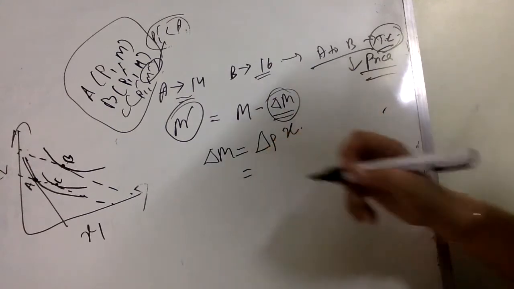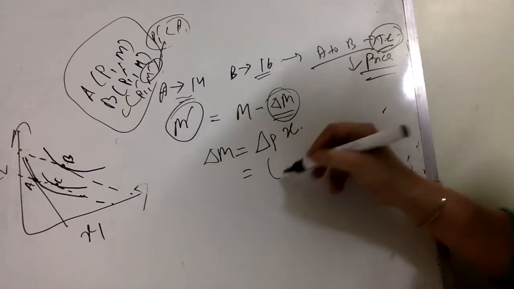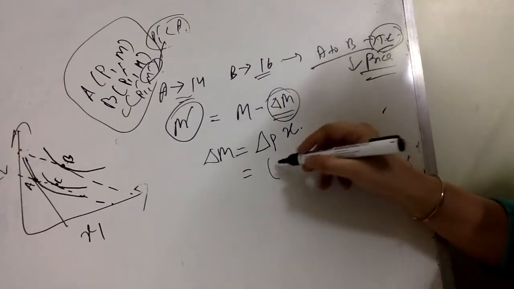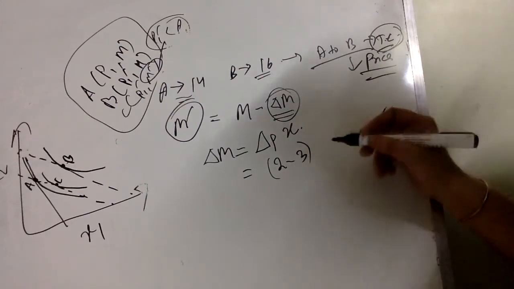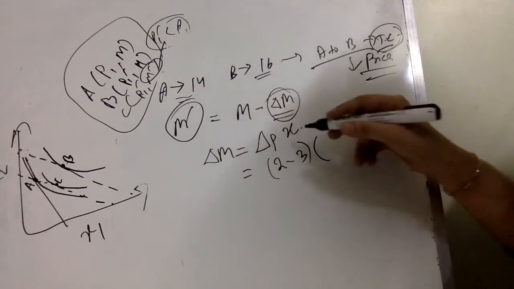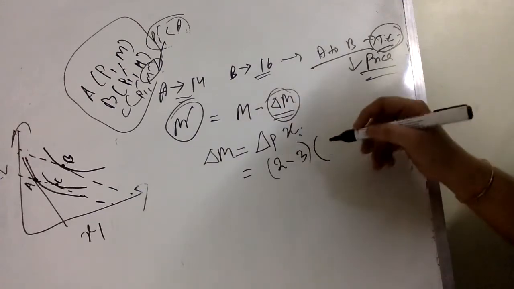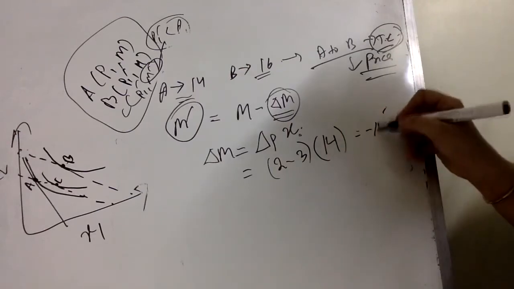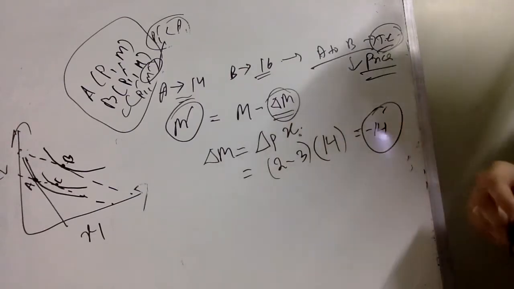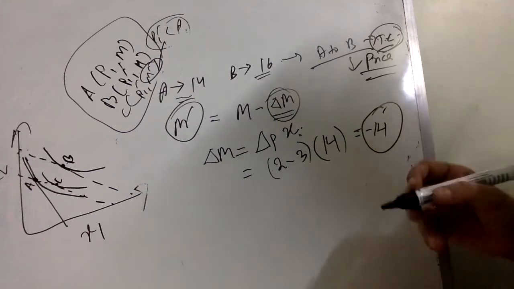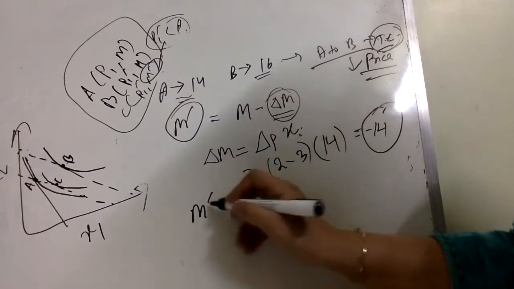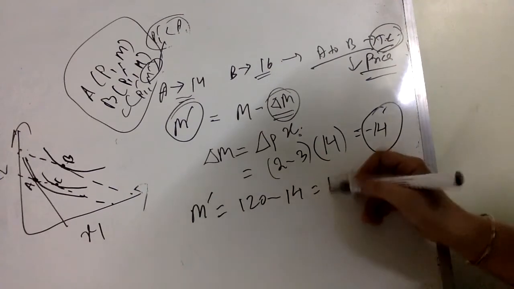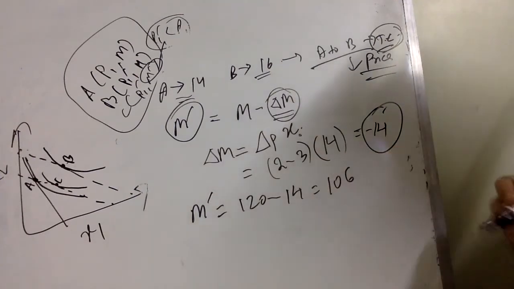The change in price was from the old price to the new price. New price is 2, so 2 minus 3, times the consumption, which initially was 14 at A. So it becomes minus 14. So I take away income of the consumer by minus 14. My new income therefore becomes 120 minus 14, so this value becomes 106.